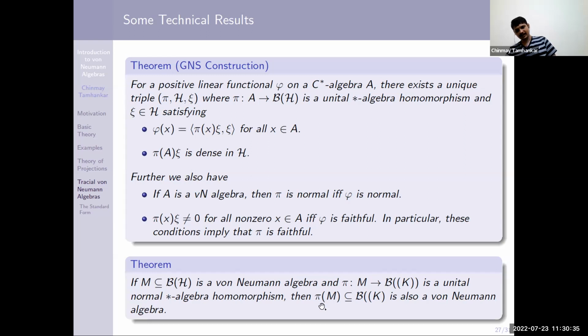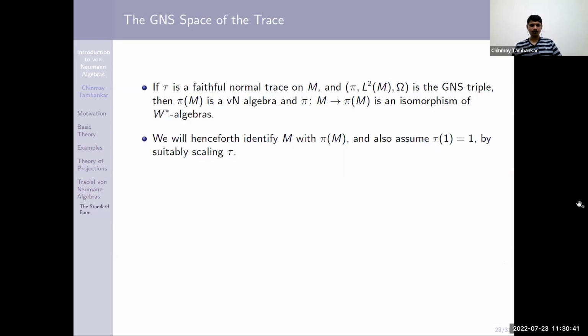So therefore, this M can be identified with phi of M if this phi is injective. Okay. So now in a finite von Neumann algebra we have this faithful normal trace, and we will now look at this GNS representation. So the GNS space will be denoted by L2(M), and let phi be the representation, and let this cyclic vector which we have be called capital Omega.